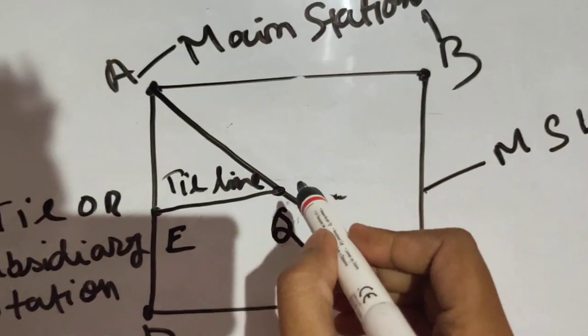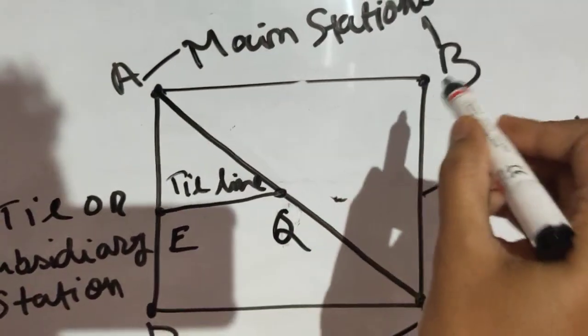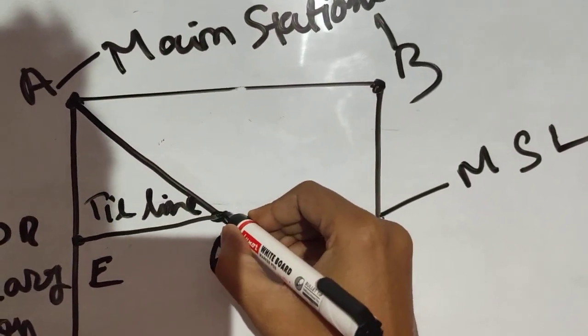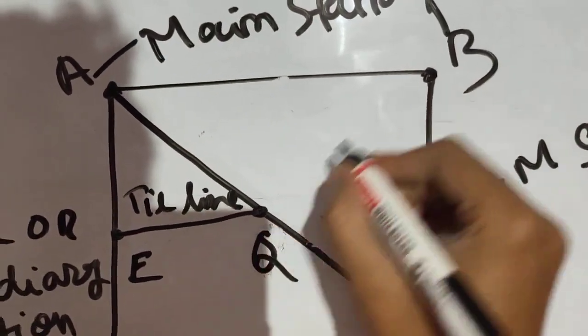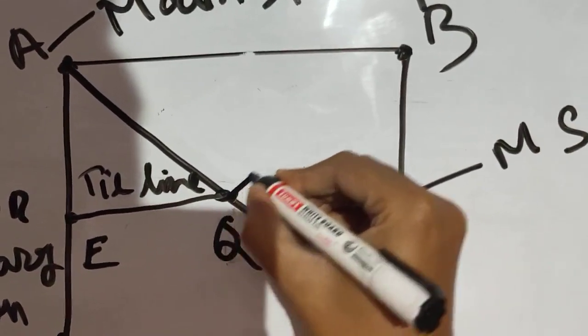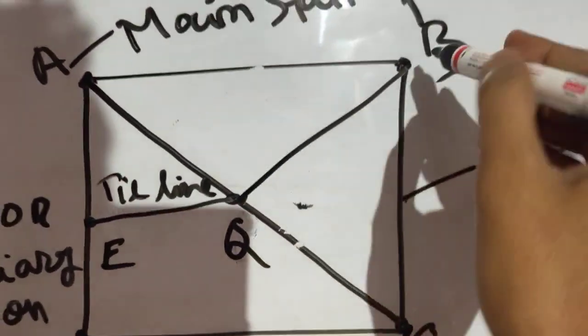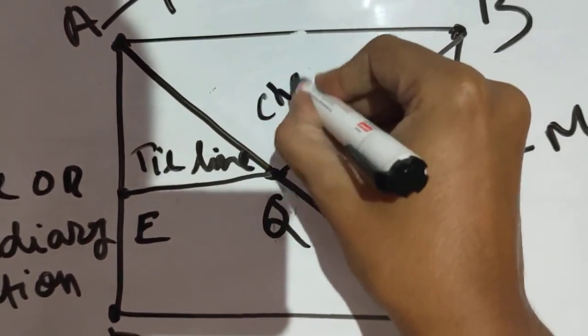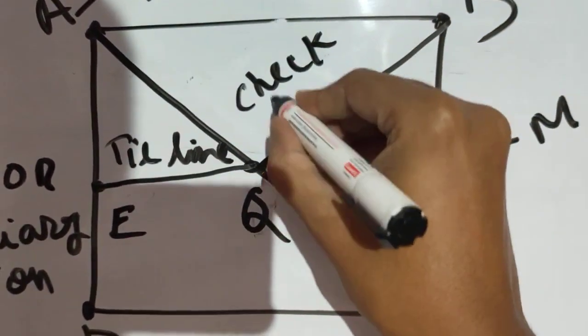Now as we can see, Q is a tie station and B is a main station. If we have any line which joins one tie station and one main station, suppose this is the line BQ, it is joining one main station and one tie station, then it can be called check line.